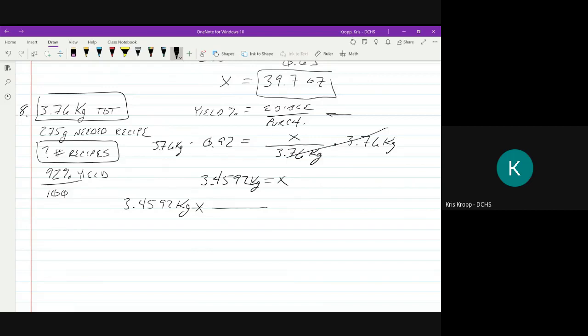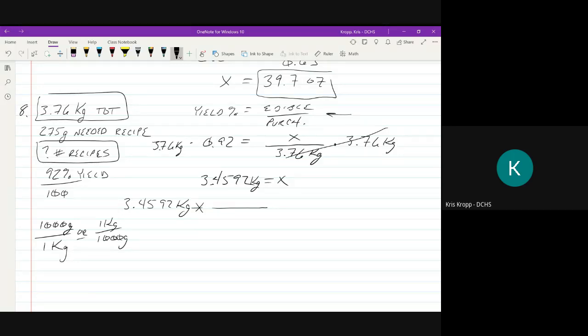I want to remind you guys, yes, 3.4592. That's right, Naisha. So the first thing that I need to do here is convert kilograms into grams. And so remember that we have to use a conversion factor. And there are two conversion factors between kilograms and grams. Remember, there's this one. There's 1,000 grams in 1 kilogram. And there's this one. 1 kilogram is 1,000 grams.